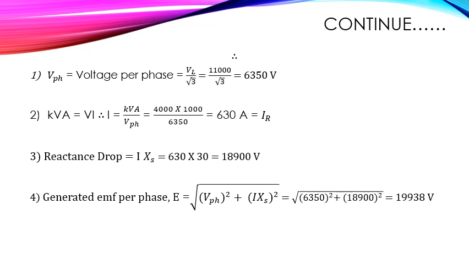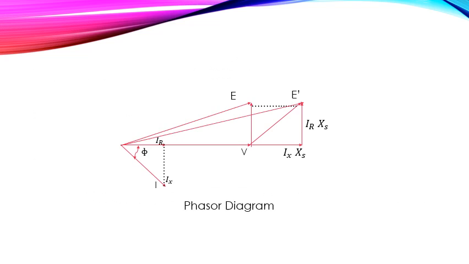So the answer is generated EMF per phase is 19938. First we will draw the phasor diagram with the values before the excitation, that is with V as a reference, and then with the values after the excitation, that is IXS drop.